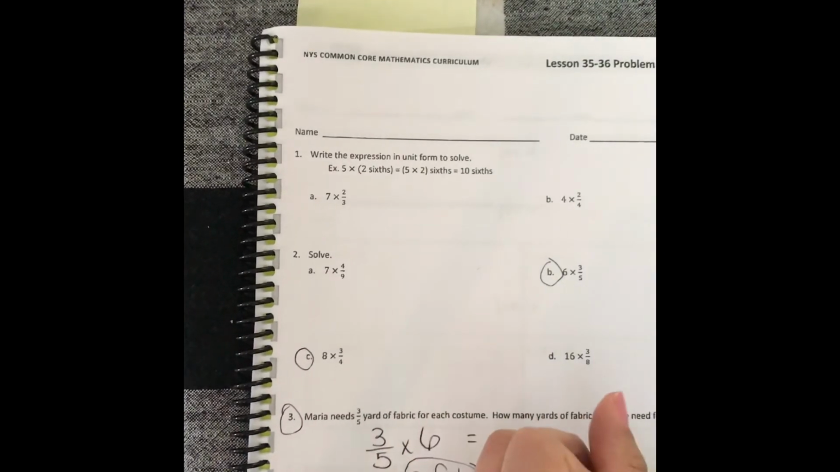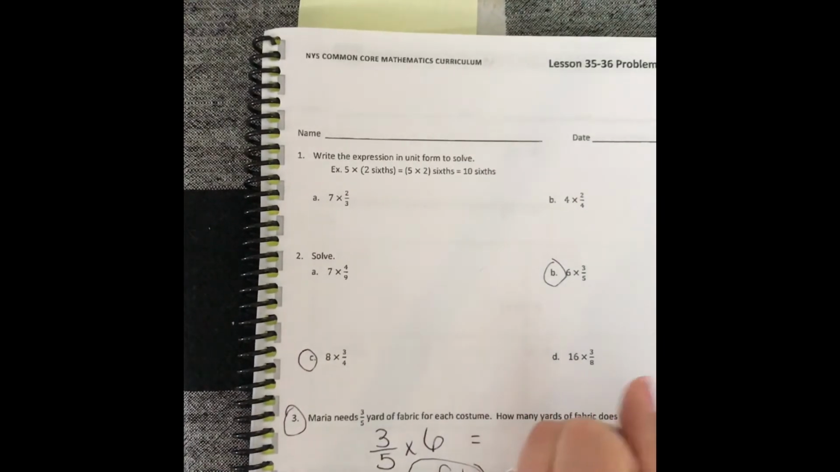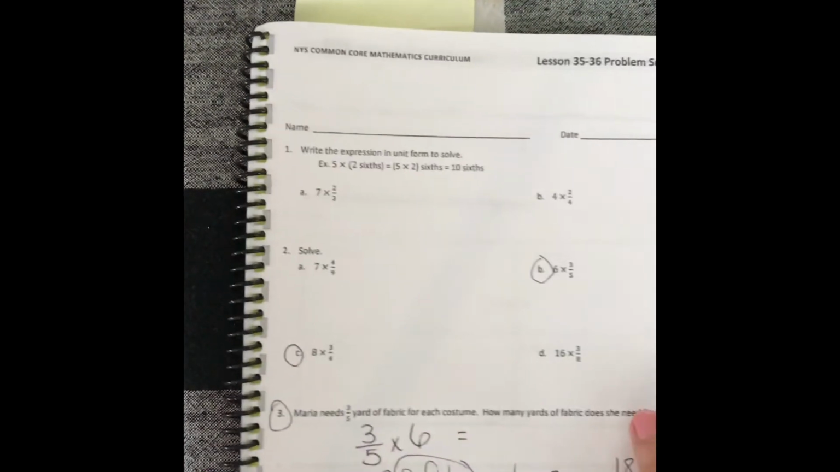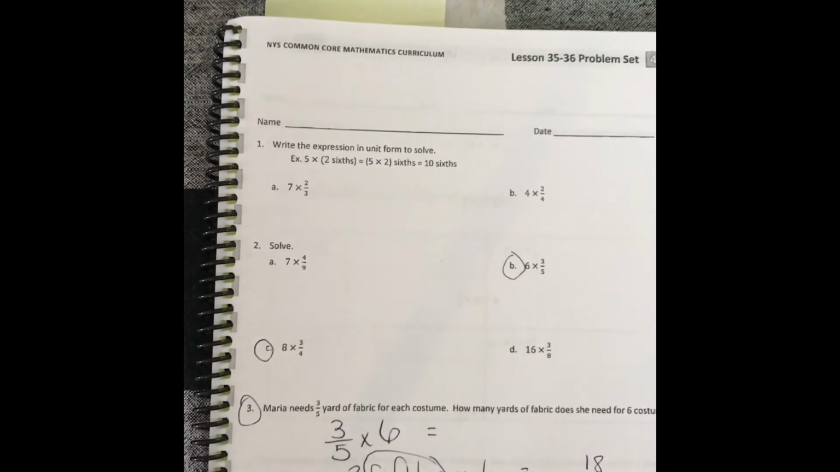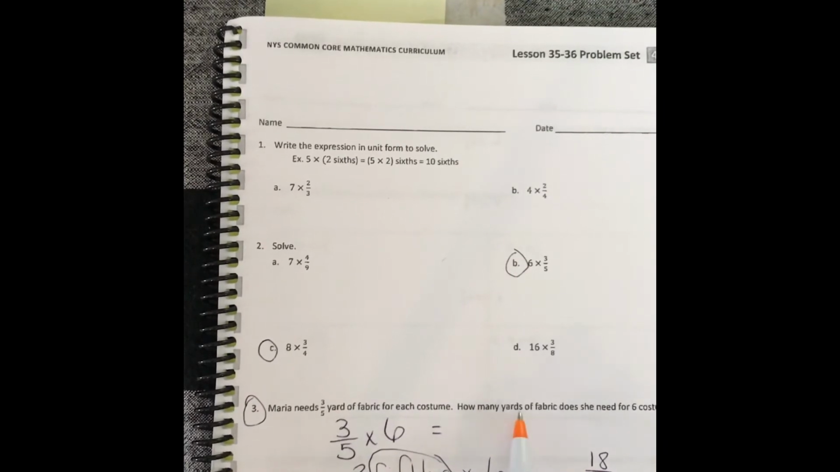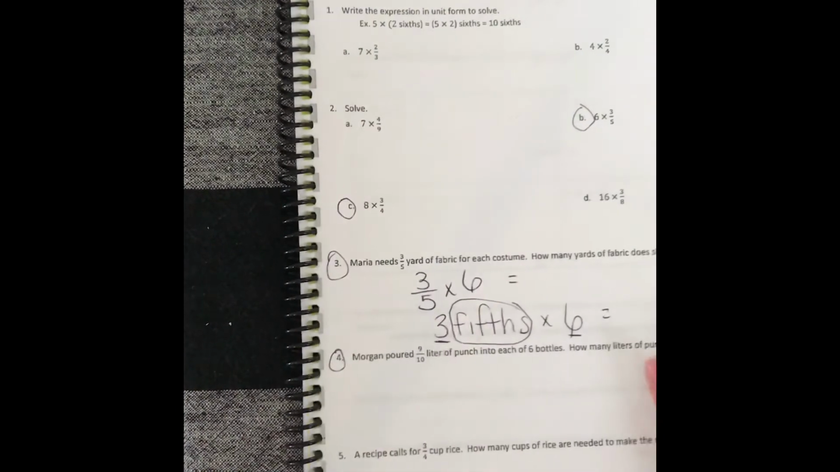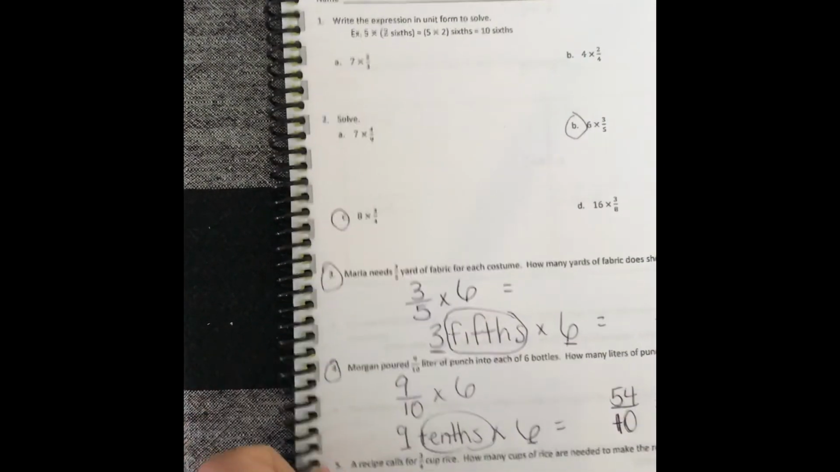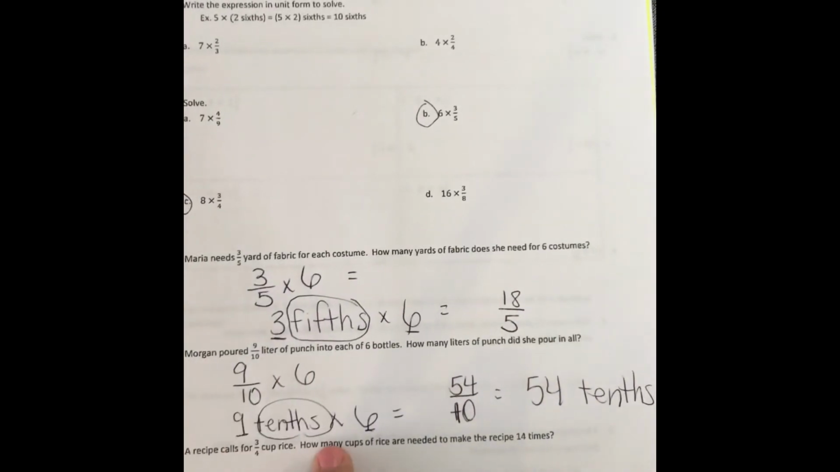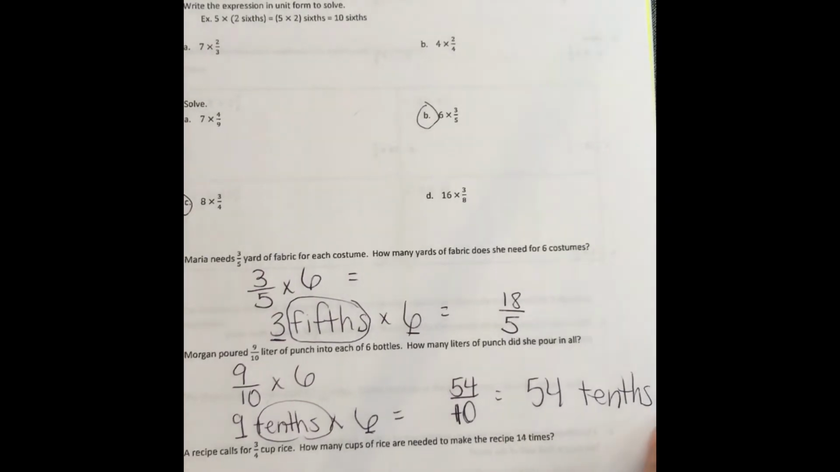We're dealing with fifths. And then we're going to multiply our numbers. 3 times 6 is 18. Don't forget, because it's a word problem, we need to answer this in a word problem. So you should say something like Maria needs 18/5 yards of fabric for 6 costumes. I want you to try, let's do Morgan, number 4, all by yourself. Check back with me, pause your video. Hopefully when you did this one, guys, you got 9/10 times 6, and you got 54/10, and I also wrote it in unit form if that helps.